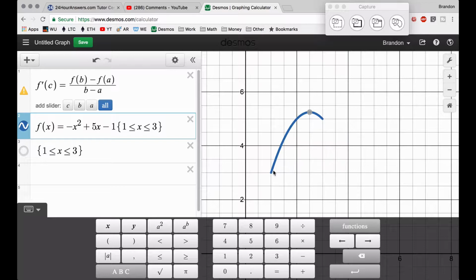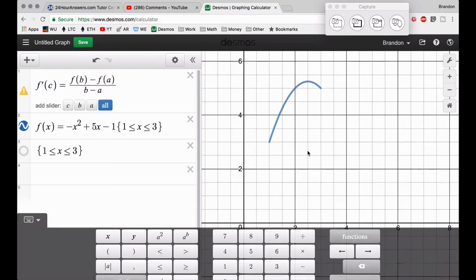What we want to do is find the slope from this endpoint to this endpoint. That's the slope from f of 1 to f of 3. What is the slope of the line that connects those two endpoints? That's what this is really asking you to do right here: f of b minus f of a over b minus a. It's no different than y2 minus y1 over x2 minus x1. We want to find the slope of the line that connects those two endpoints. Then we want to find the derivative, and we want to find c.